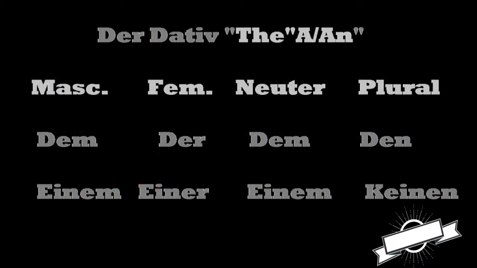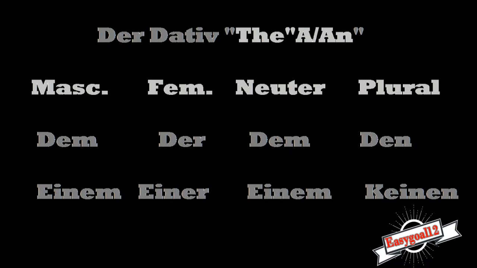The dative case will be affecting the definite article the and the indefinite article a or an in German. Let's look at the changes the dative case is bringing to them. For the masculine, we will see der in nominative becomes dem, the feminine becomes der, neuter becomes dem, and plural becomes den. So masculine, feminine, neuter and plural is dem, der, dem, den. Dem, der, dem, den.